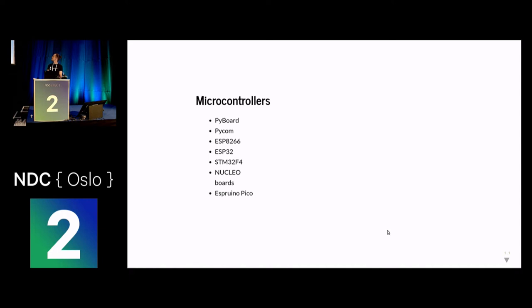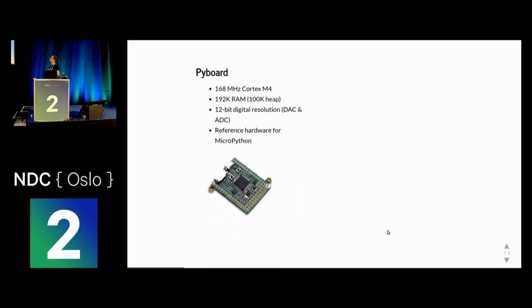So let's look at the microcontrollers. Here's a list of the microcontrollers. Some of them might be familiar to you. First, the Pi board. It runs on a 168 megahertz Cortex M4. It has 192 Ks of RAM. And this is the reference hardware for MicroPython. I haven't used it myself, but I hear it's pretty good. This is version 1.1, so a version 2 is being developed. I think it's going to be ready soon.